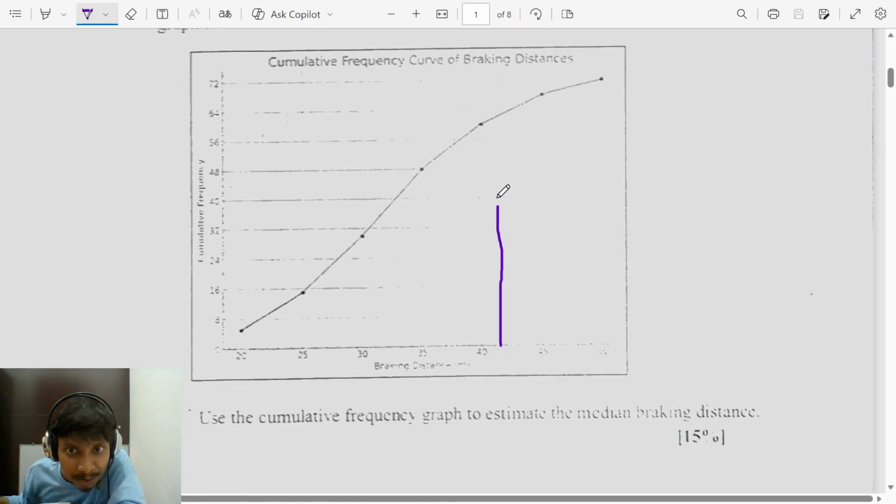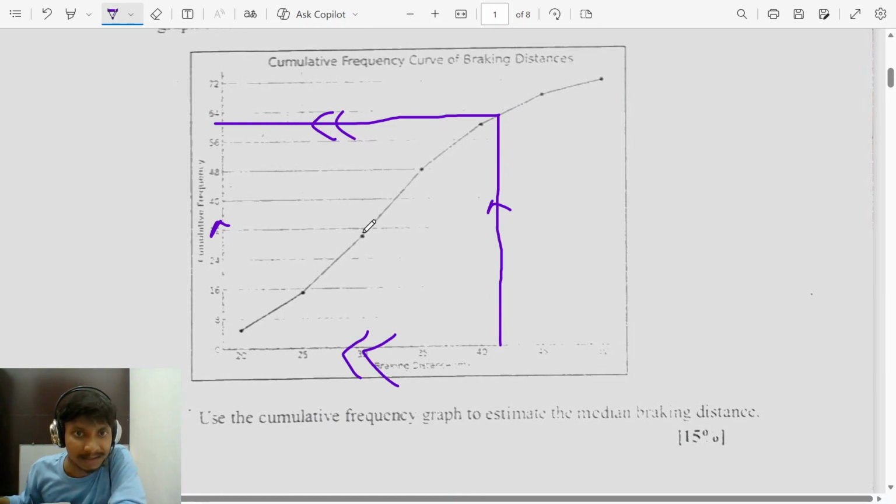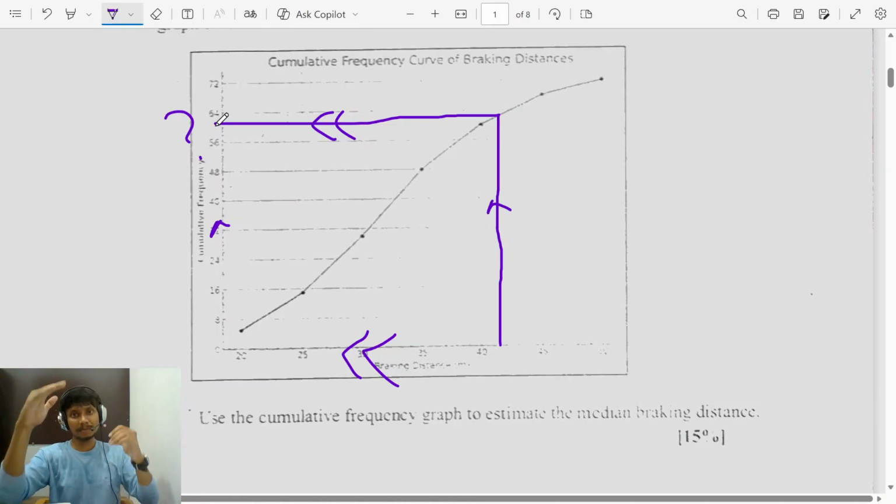Here you must draw a vertical line parallel to our y-axis, the cumulative frequency axis, and then you must draw a horizontal line parallel to our braking distance x-axis, and you have to find this value. This is the cumulative frequency. This is the method. He says that a braking distance over 42 meters is unsafe. We have to find this value. Then we have to find what observations are unsafe.